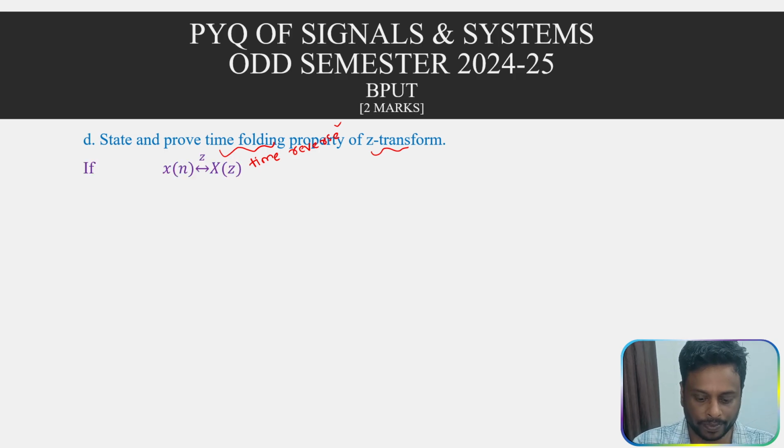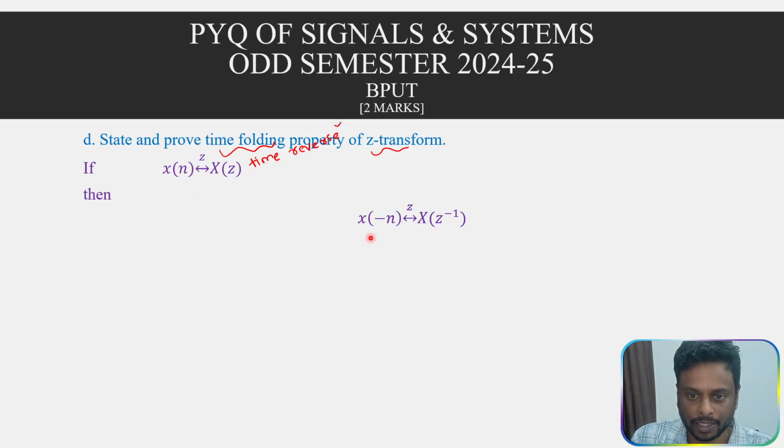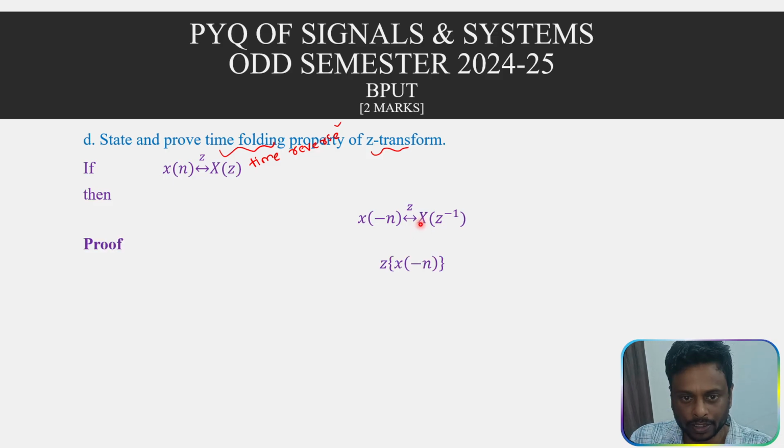So if the Z transform of x of n is x of z, then the time reversal property says: what is the Z transform of x of minus n? It is x of z inverse. So this is the time reversal or time folding property of Z transform. Let us prove that.